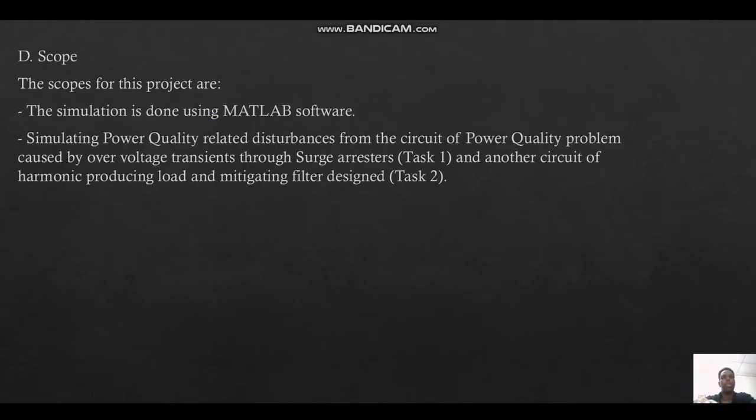The scope. The scopes of this project are: the simulation is done using MATLAB software, simulating power quality related disturbances from the circuit of the power quality problem caused by overall voltage transients through the circuit surge arresters, Task 1, and the other circuit of harmonic producing load and mitigating filter design, Task 2. That's all my part, and thank you so much.